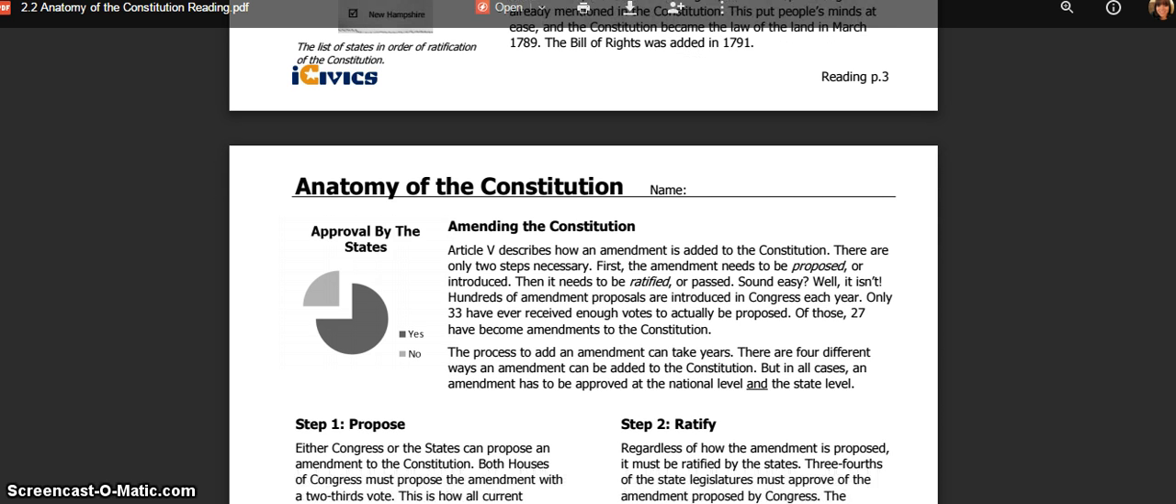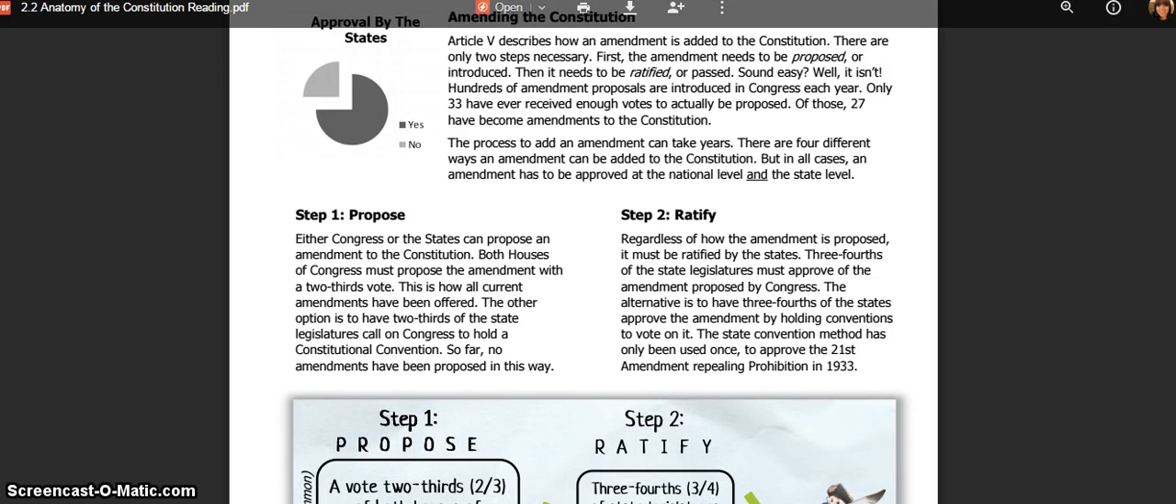Here are the steps in the amendment process. Step 1 is to propose. Either Congress or the states can propose an amendment to the Constitution. Both houses of Congress need to propose the amendment with a 2/3 vote. This is how all current amendments have been offered. The other option is to have 2/3 of the state legislatures call on Congress to hold a constitutional convention. So far, no amendments have come this way.